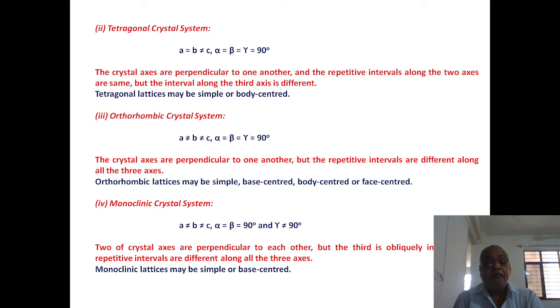Fourth one is monoclinic crystal system. जिसमें क्या होता है? a is not equal to b is not equal to c. Alpha = beta = 90 degree and gamma is not 90 degree. मतलब 2 crystal axes are perpendicular to each other, but the third is obliquely inclined. The repetitive intervals are different along all the 3 axes. ये पाया जाता है सिंपल एंड बेस सेंटर्ड क्रिस्टल में.